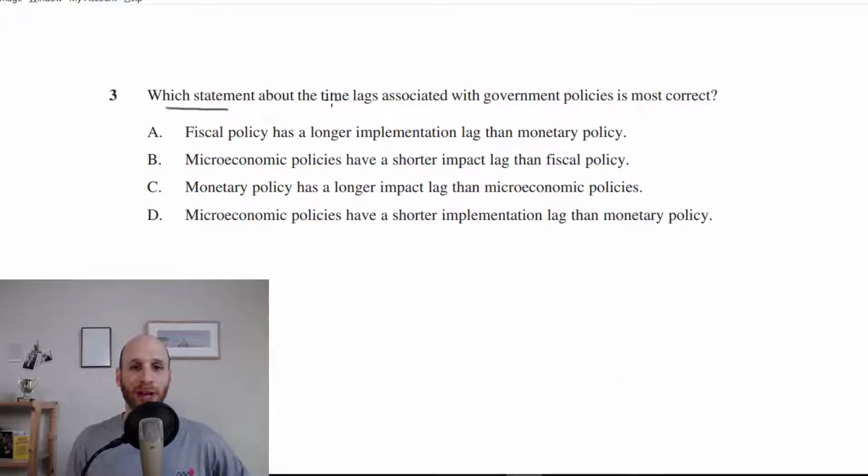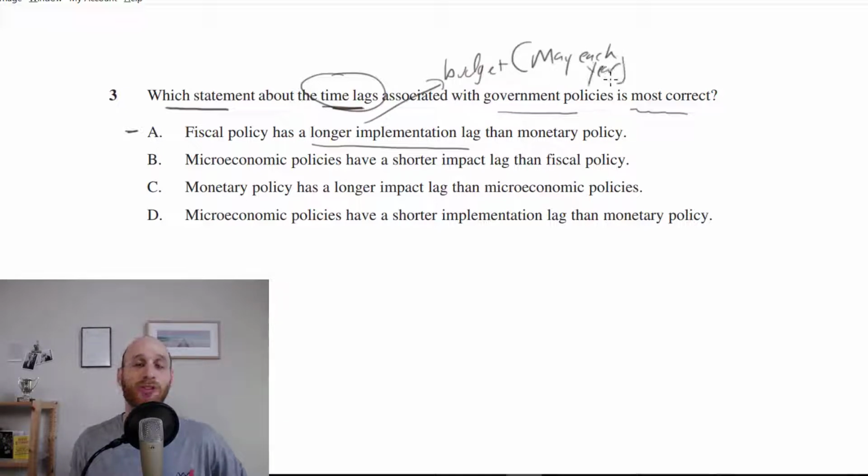And then we arrive at question three. Which statement about the time lags associated with government policies is most correct? So time lags. Okay, cool. A, fiscal policy has a longer implementation lag than monetary policy. This sounds pretty true because it's going to take some time for fiscal policy to be implemented through the budget, which takes place in May each year. Whereas with monetary policy, there is a meeting every month.